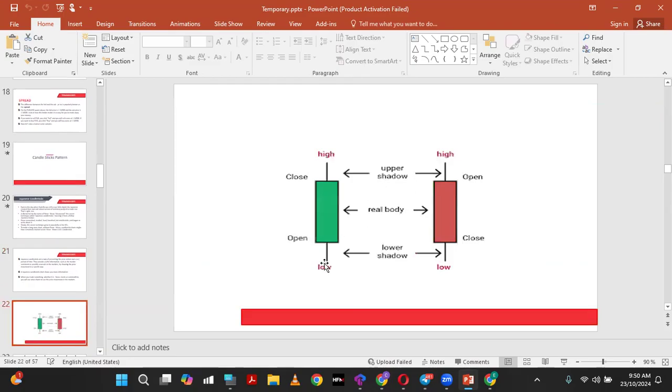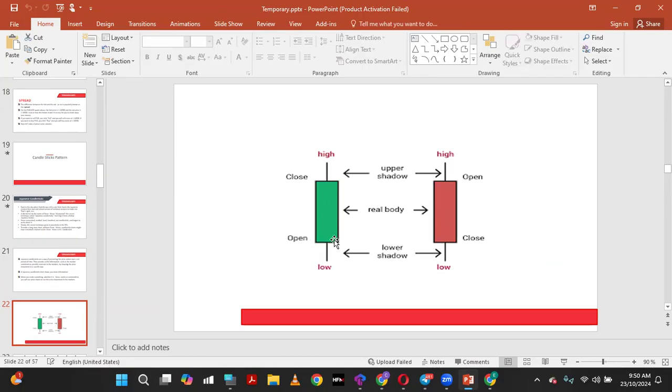So depending on the color, the parameters are always the same. You have the top wick, you have the body, and you have the lower wick. So the one at the bottom is called the low, and the wick at the top is called the high. Then you have what you call the open price.